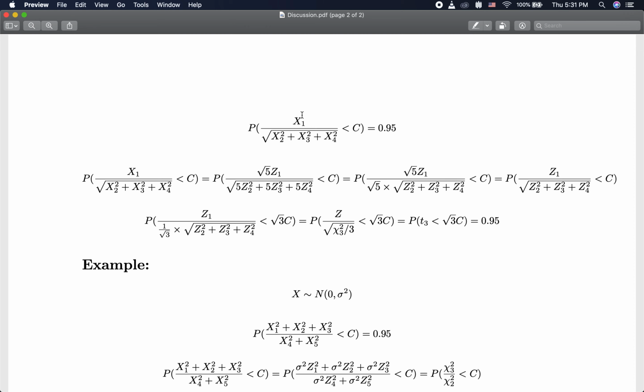So from here, we use the standard normal distribution. Here we use the chi-square distribution, and then finally we use the t distribution, and then we can use a t-table to find the value of c for this equation to hold.